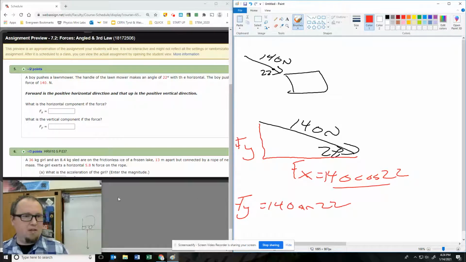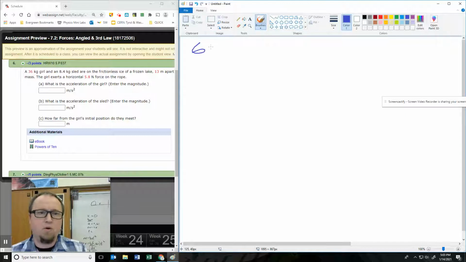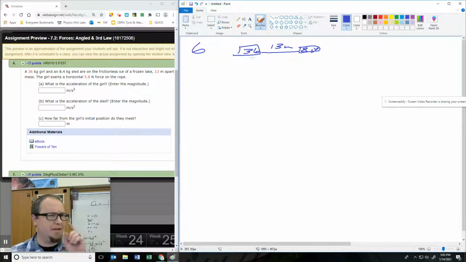All right, now we're looking at number 6. So what we have is an interesting problem. I have a girl pulling a sled of 8.4. They're 13 meters apart. So right off the bat, you should be going, ooh, that distance is going to get interesting here.